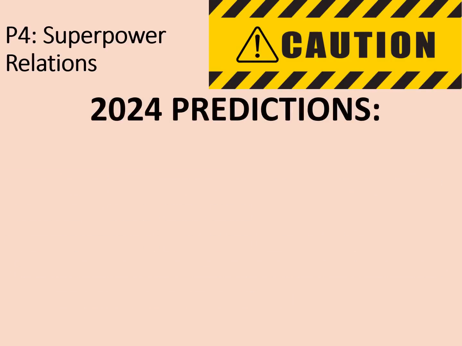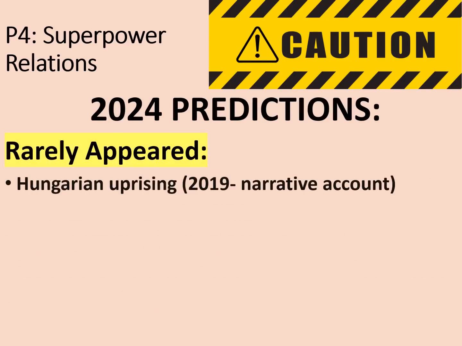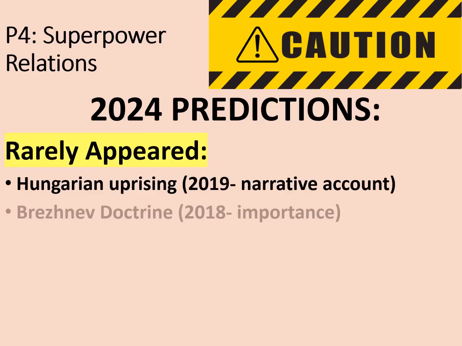Also, we need to consider those things that have only rarely appeared. These include the Hungarian uprising. This was the narrative account question in 2019, but has not appeared since. The Brezhnev doctrine appeared in the 2018 importance question, which, remember, was the first exam sat on these topics, and so it's been a good long while. Perhaps it's due another go.